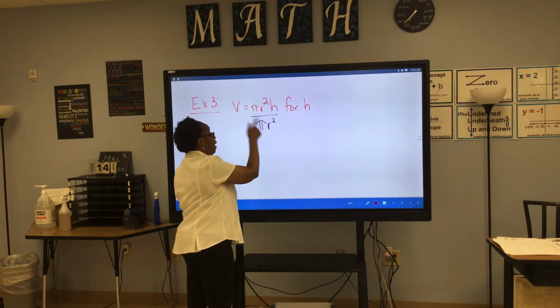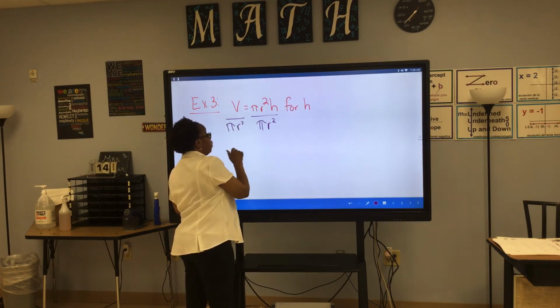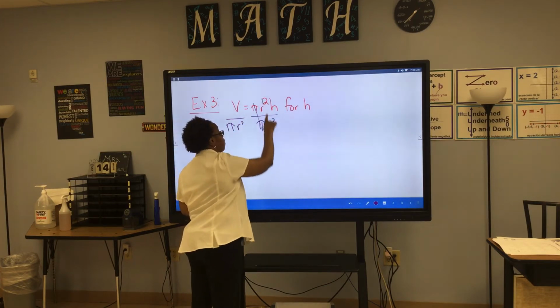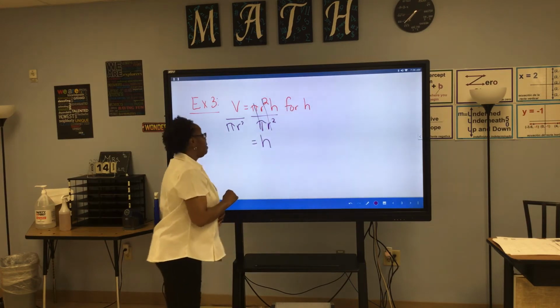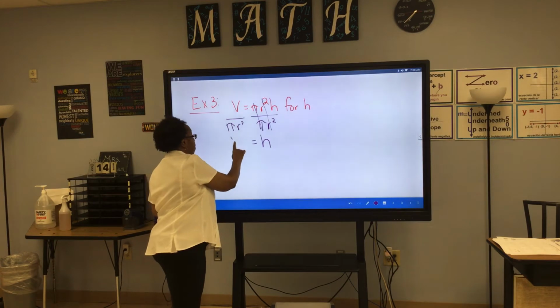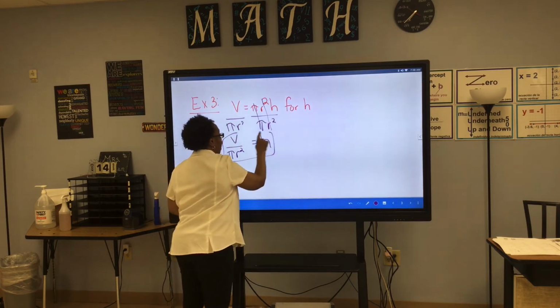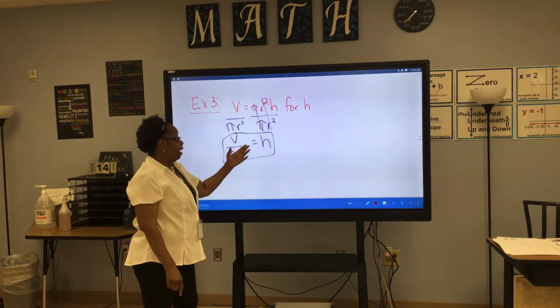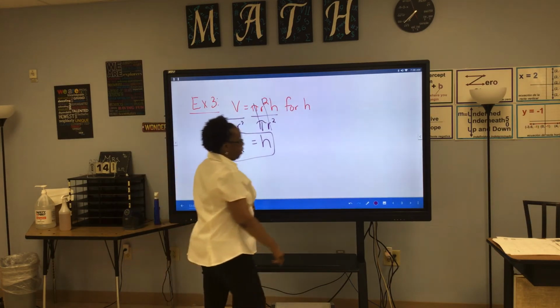If I do it on the right, I must do it on the left. Okay? Well, these cancel, leaving me what? The h. That's what I wanted by itself. And everything here just comes down. V equals pi r squared. And we're finished. I told you that would be an easy one. We got h by itself in one step. Let's look at another example.